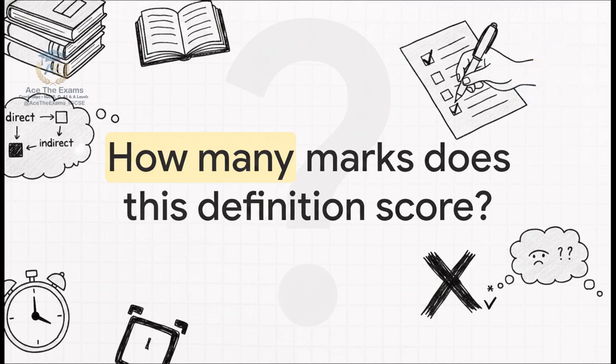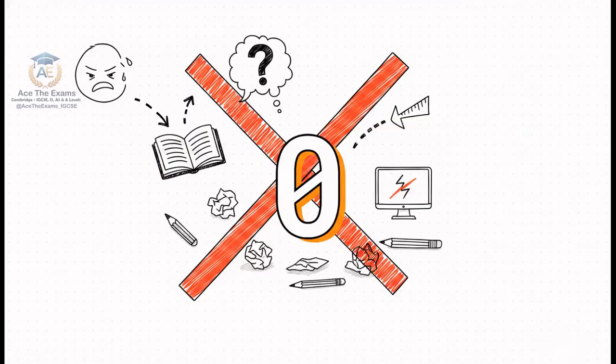But let's look at what the examiner actually gives you. 0, a big fat 0. The harsh reality of the 9626 mark scheme is that generic definitions in scenario-based questions get exactly 0 credit. You know the theory inside out, but without the right application, those marks completely vanish.